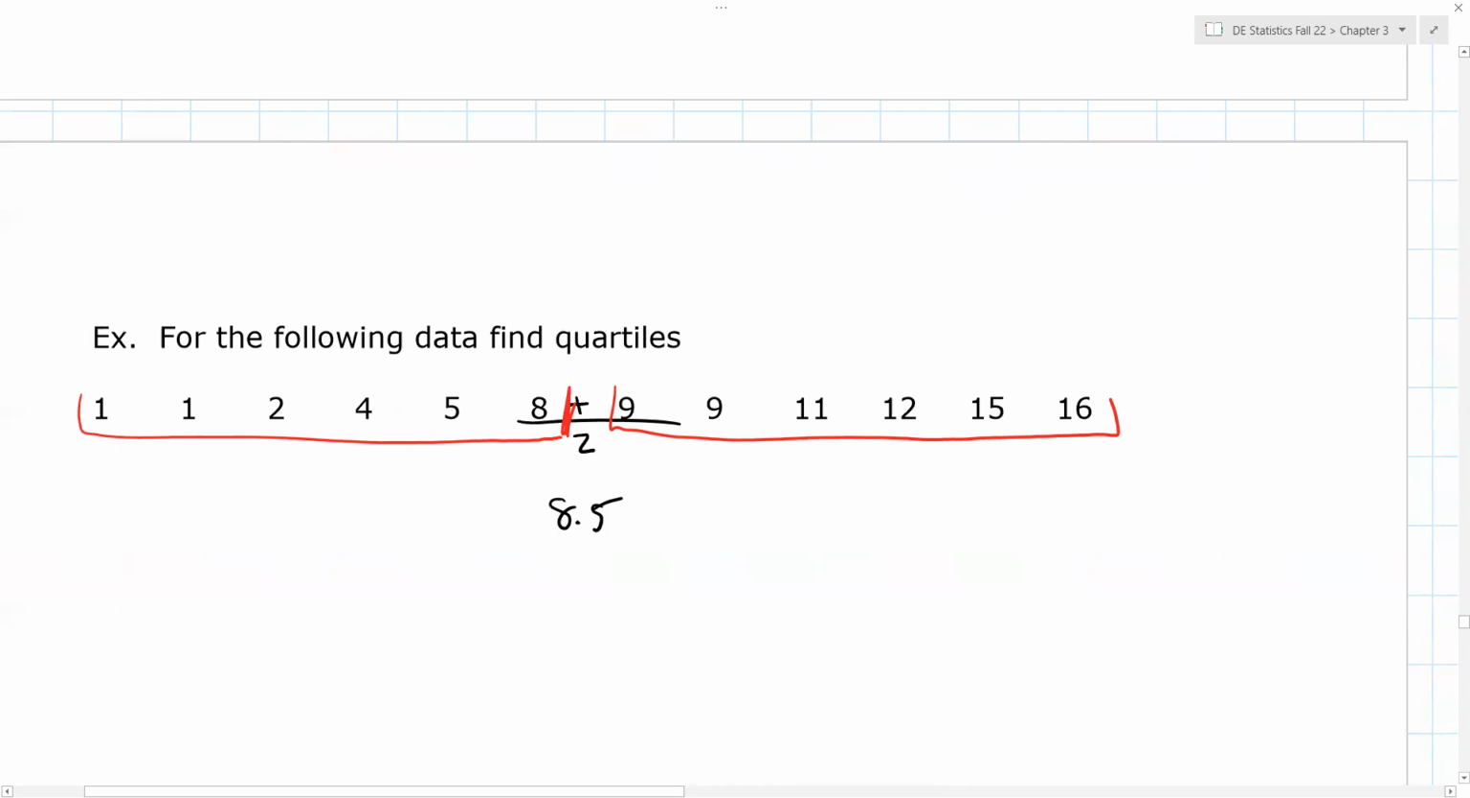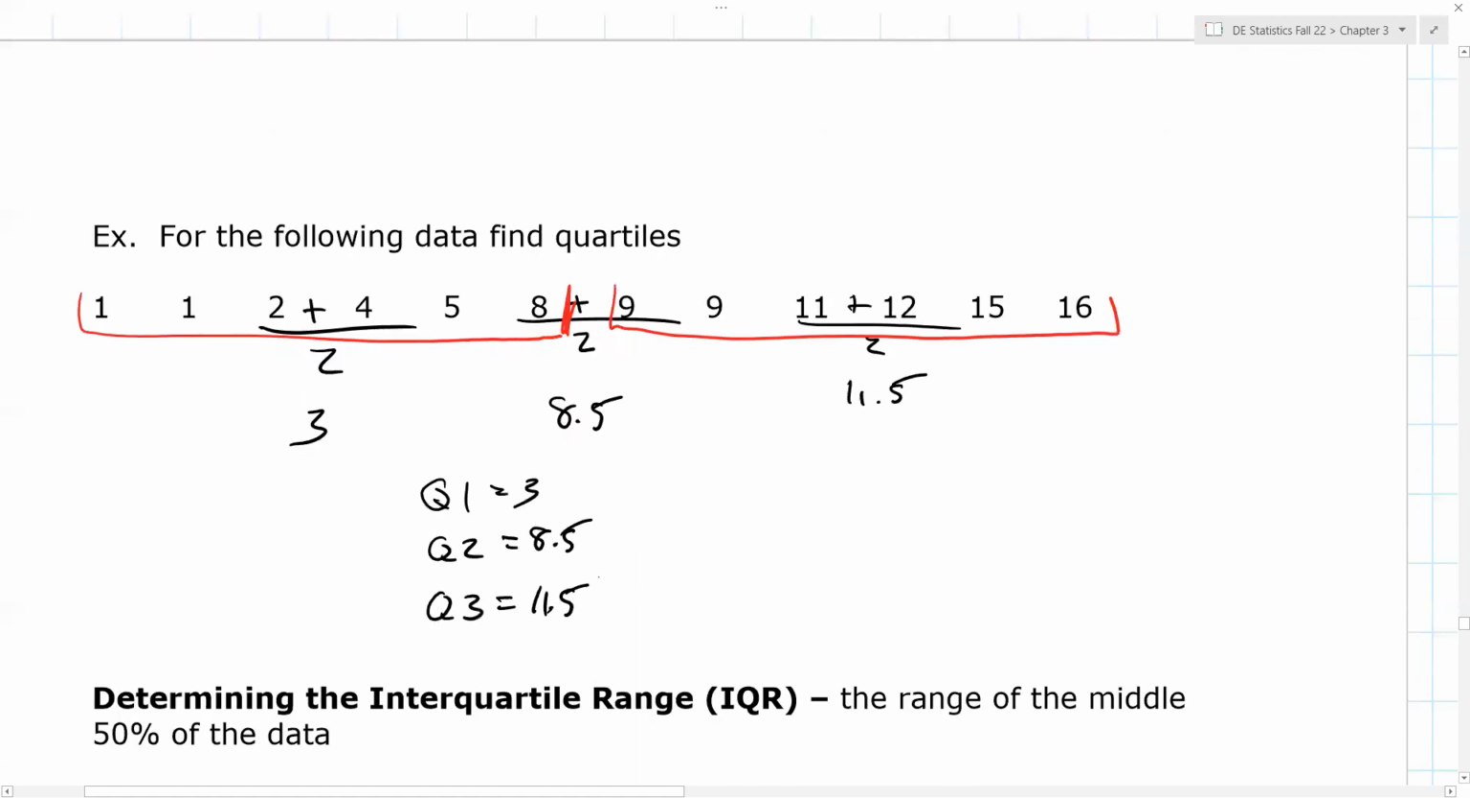And then I go ahead and find the median for the lower set and the upper set. And again, we still have even data. And so I have Q1 is 3, Q2 is 8.5, and Q3 is 11.5. And that's how we find Q1, Q2, and Q3.